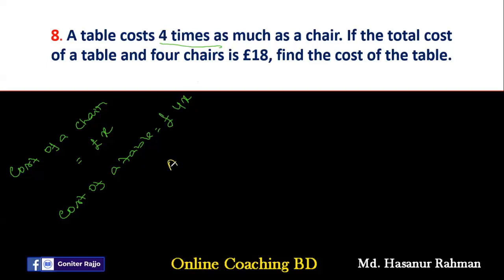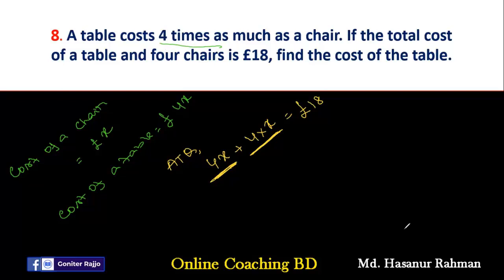According to the question, we can write total cost of a table, that means 4X pound, and 4 chairs, that means 4 multiplied by X. This is the cost of a table, and this is the cost of 4 chairs. And what is the total? Total is 18 pound. Okay.